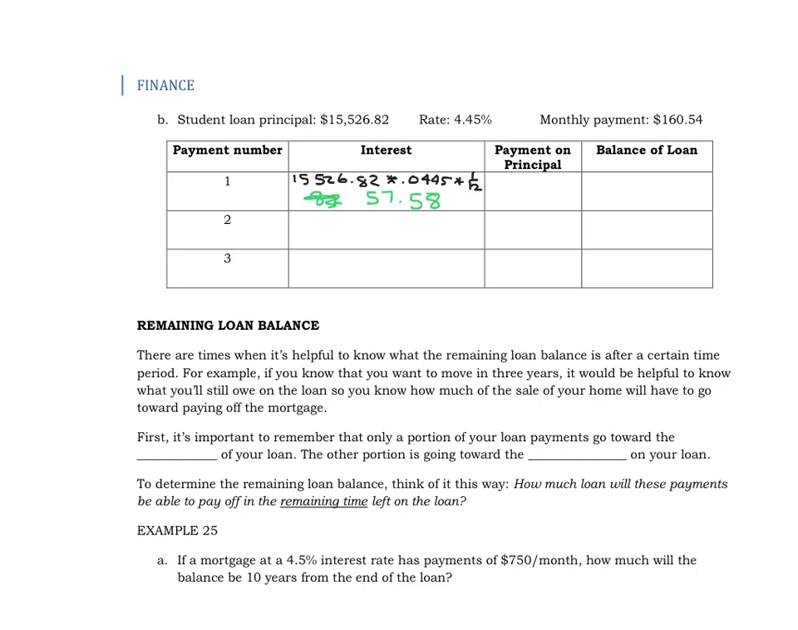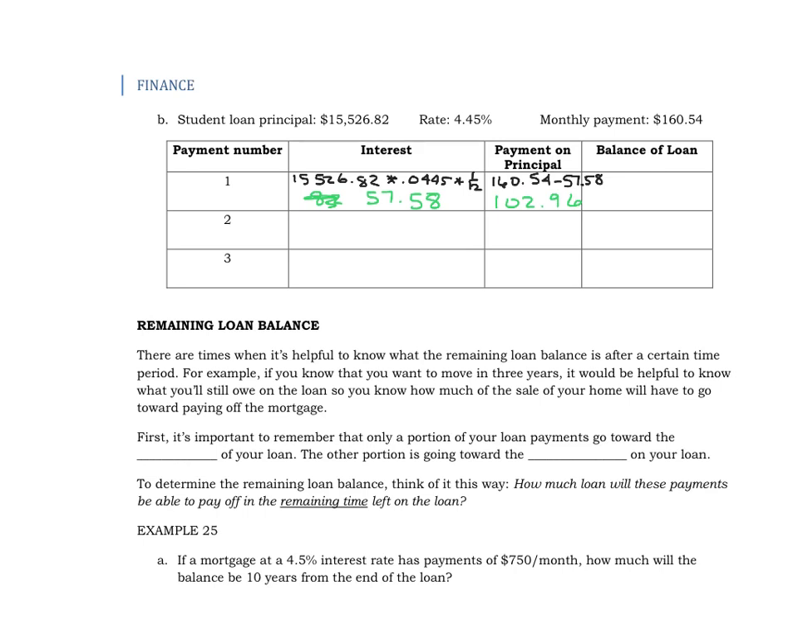Okay, so step 2 is subtract the interest from the monthly payment to find the amount paid on the principal. So I will do that. My monthly payment is $160.54 minus $57.58, and when I do that subtraction, I get $102.96.